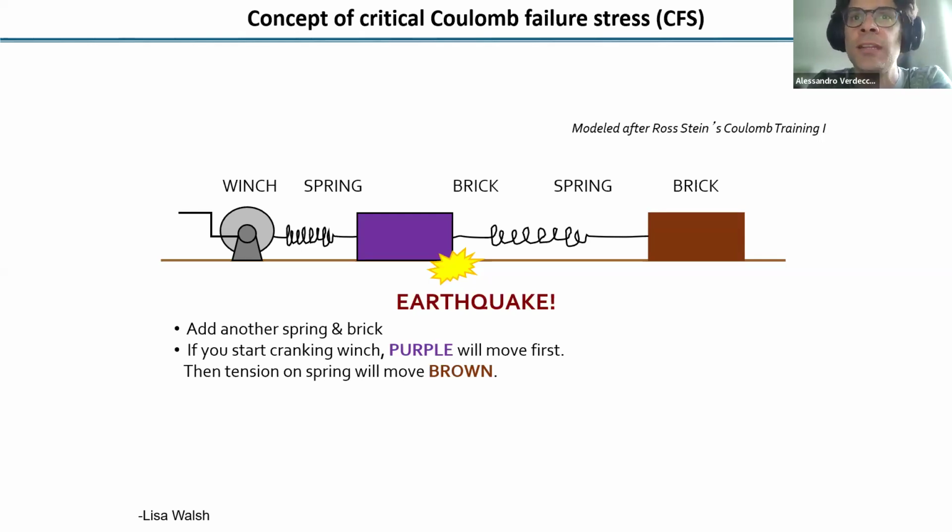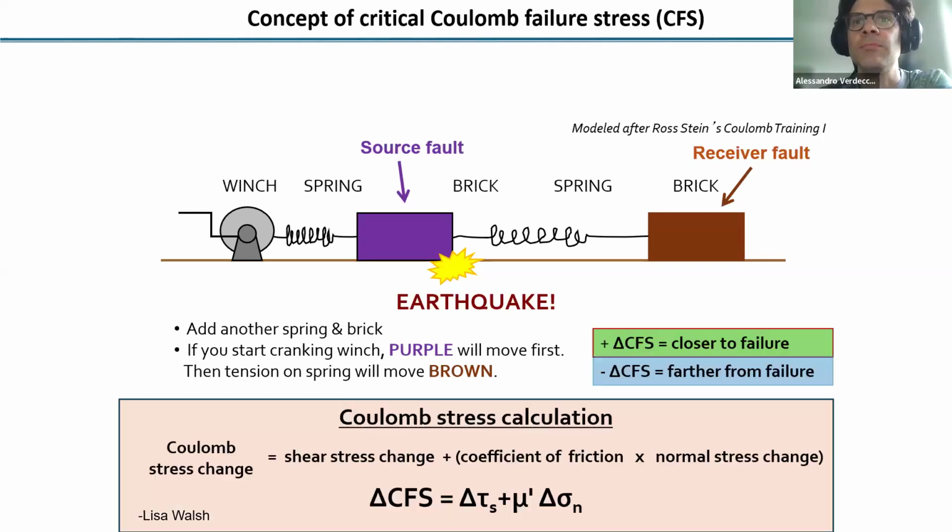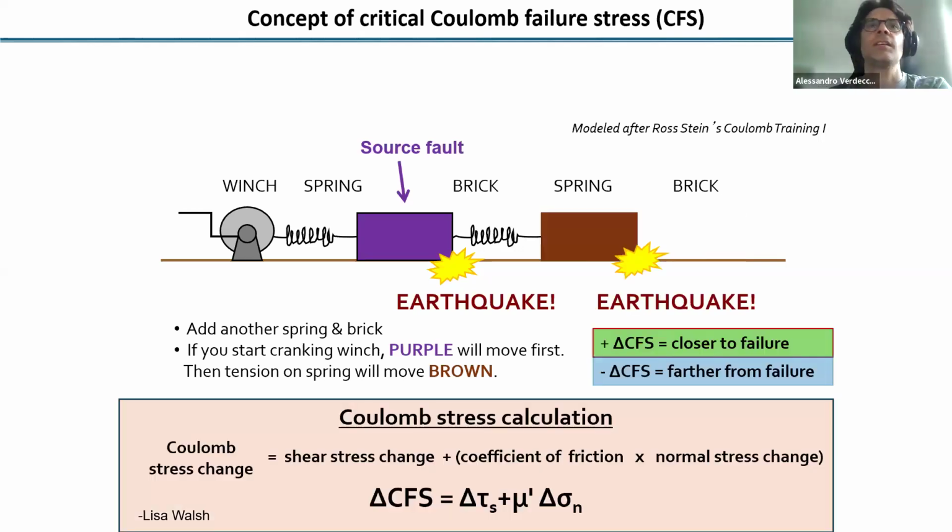We repeat the experiment, and of course we have our first purple brick moving and creating our earthquake. And while the brick is moving, it also loads the spring connected to the brown brick, therefore loading the other fault, the second fault. And at a certain point, the other fault will break. How do we call this system? Basically, our first purple fault is going to be the source fault, which loads with the earthquake that occurred on the source fault. The second fault is the brown one, which is the receiver fault.